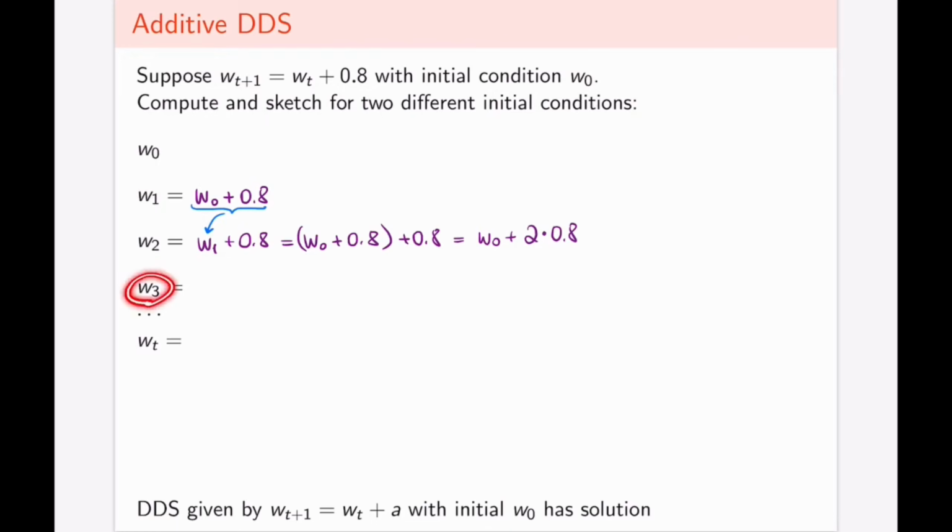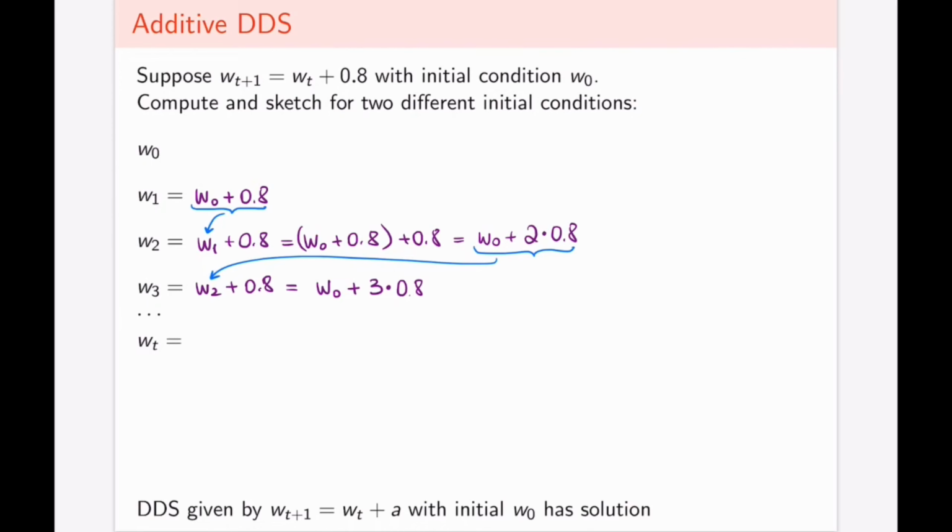For the next step, I'm going to take the previous step and add 0.8 to it. And again, what I can do here is replace W2 in this expression with the expression that I've just derived earlier. So I'm going to take this whole thing and replace W2 with it. What am I going to get? I'm going to get W0 plus 2 0.8s plus 0.8 more. 2 apples plus 1 more apple is 3 apples. So I'm going to get 3 times 0.8.